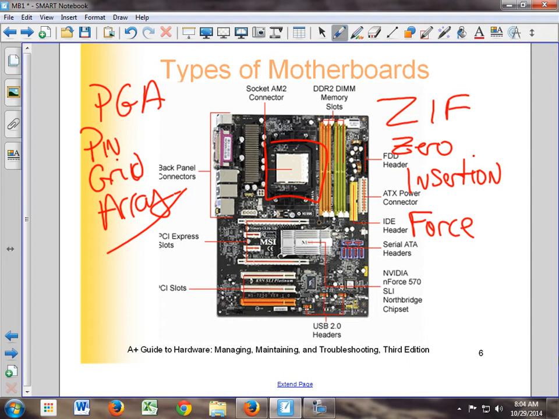And most of our AMD sockets are PGA, and you're going to be looking at sockets called AM2 and AM3 sockets this year. So half of you guys are going to do motherboards that are AMD based, and half of you are going to do ones that are Intel based. So you can see the differences in CPUs and motherboards.